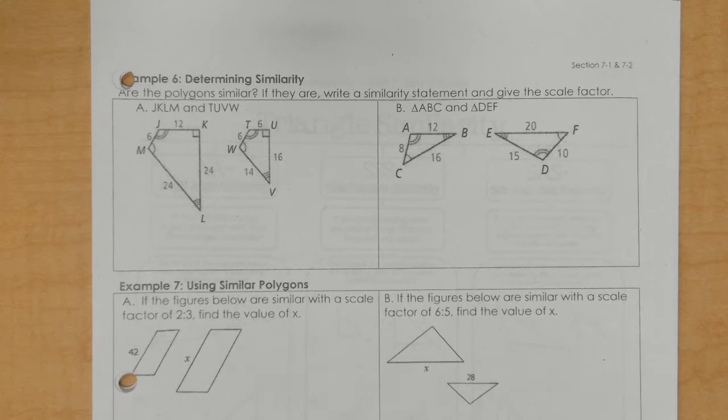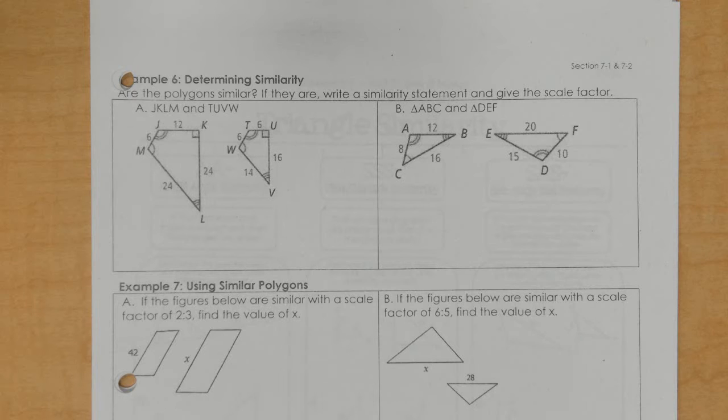For example 6, it says, are the polygons similar? If they are, write a similarity statement and give the scale factor. So first of all, we need to check angles, and then we need to check our corresponding sides.